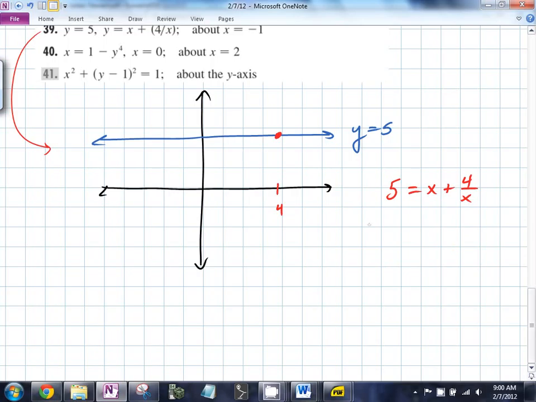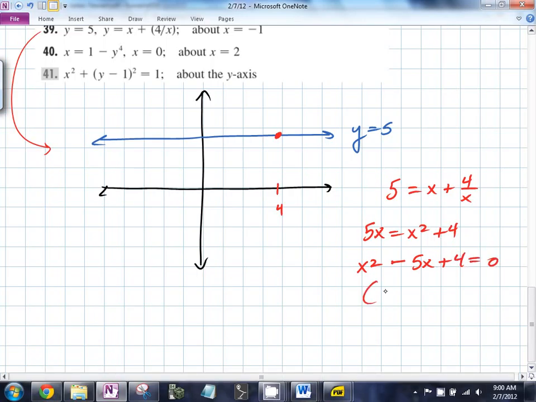Times x. Thank you. 5x equals x squared plus 4. So x squared minus 5x plus 4 is equal to 0. So x minus 4, x minus 1 equals 0. So it crosses also at what? 1, right? 1 and 4, correct? And I think it goes like this, right? Yeah. That's correct, like this.